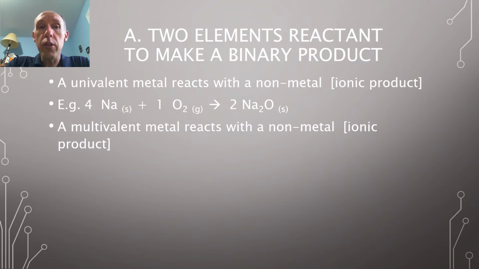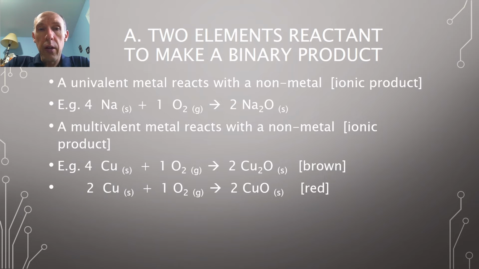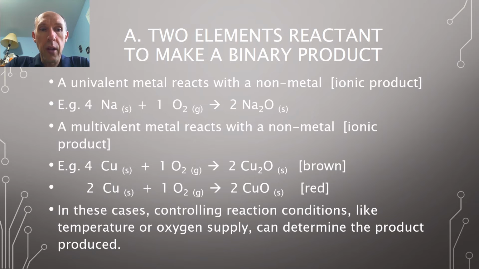In contrast, if you have a multivalent metal reacting with a nonmetal, you still get an ionic product, but let's have a look. If you take copper with oxygen, you can get copper 1 oxide, which is brown. If you do it again, under different conditions, you will get copper 2 oxide, which is red. In these cases, if you control the reaction conditions, like temperature or oxygen supply, you can determine which product you're going to get. For this particular reaction, once you have a little more experience, you'll be able to say the higher temperature allows us to have more of the copper 2 oxide. Lower temperature produces the copper 1 oxide.